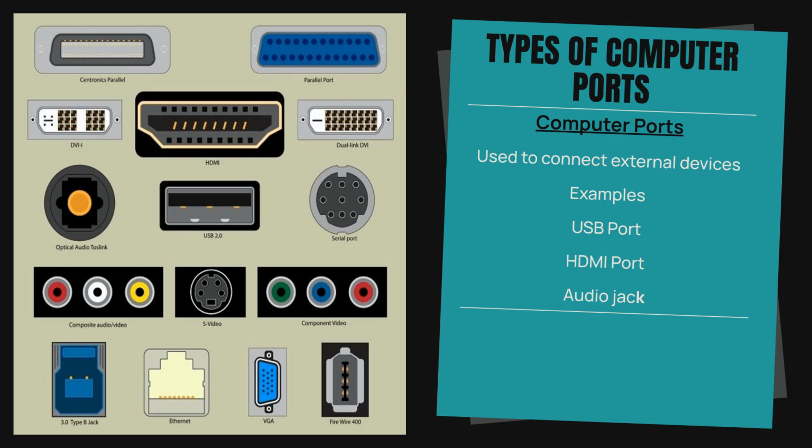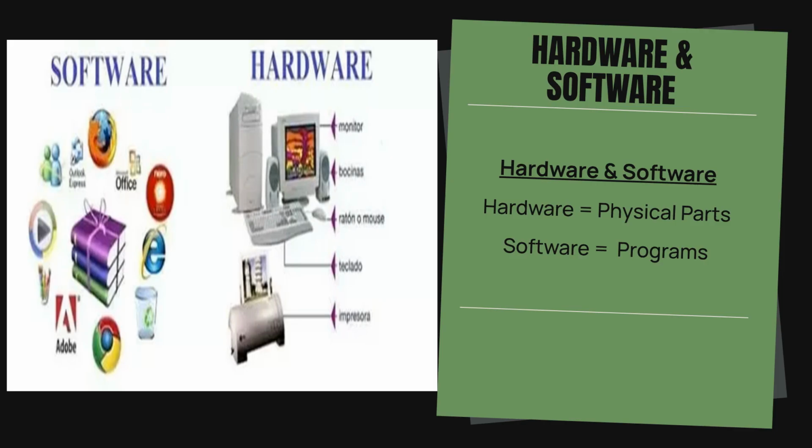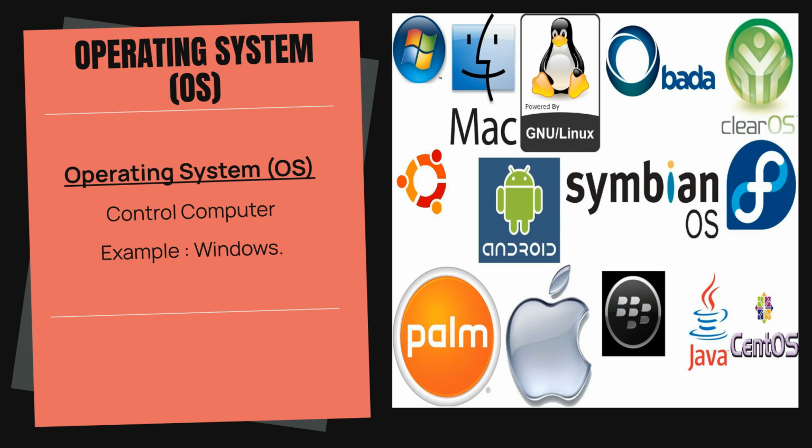Computer ports are used to connect external devices. Examples include USB, HDMI, and audio jacks. Hardware refers to the physical parts of a computer, while software refers to the programs that run on the computer. An operating system, or OS, controls the computer. Windows is a common example of an operating system.